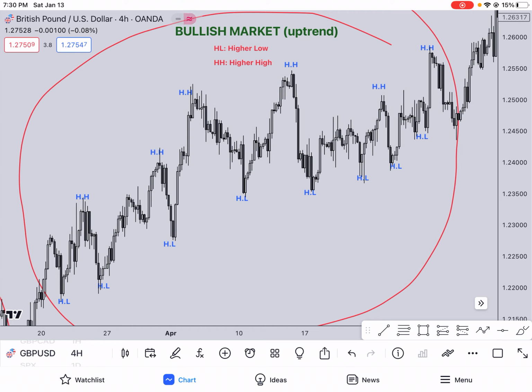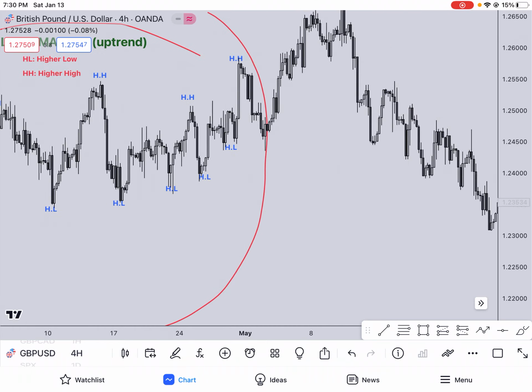Now, this is a bullish market. Remember, in a bullish market, which is an uptrend, you have higher highs and higher lows, meaning that the market is going upwards. As it's going upwards, it steps back down a bit and then continues upward, so that people who could not buy from the start can buy whenever it comes back down again.